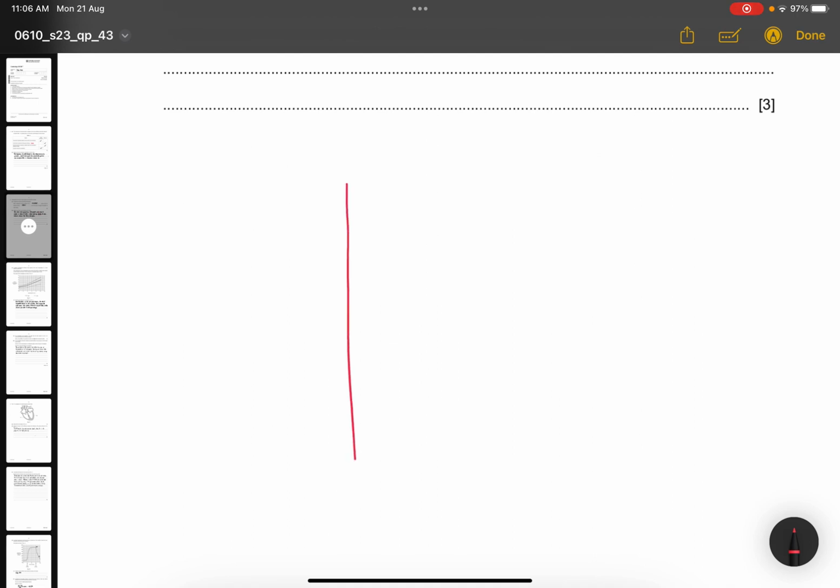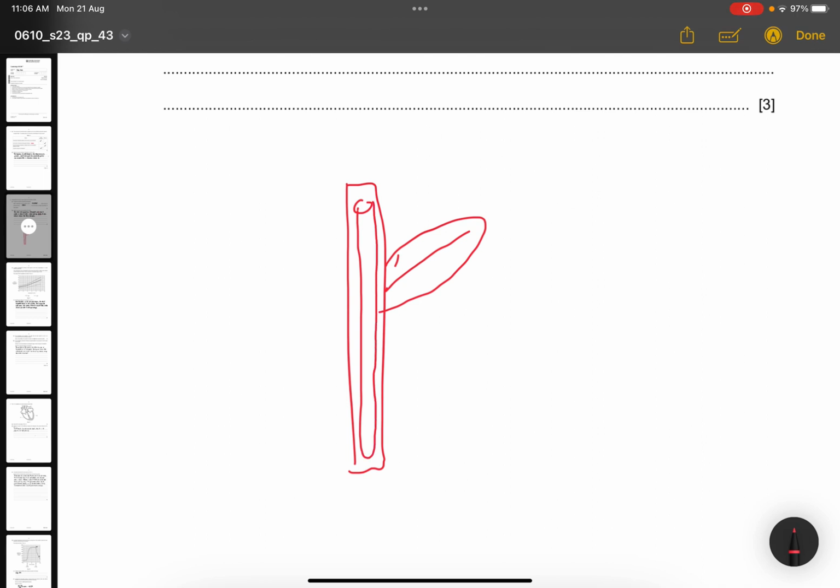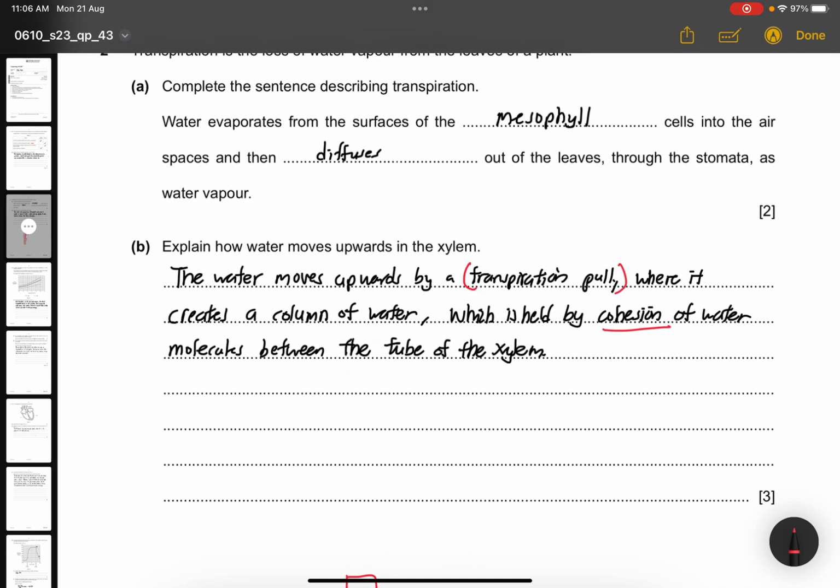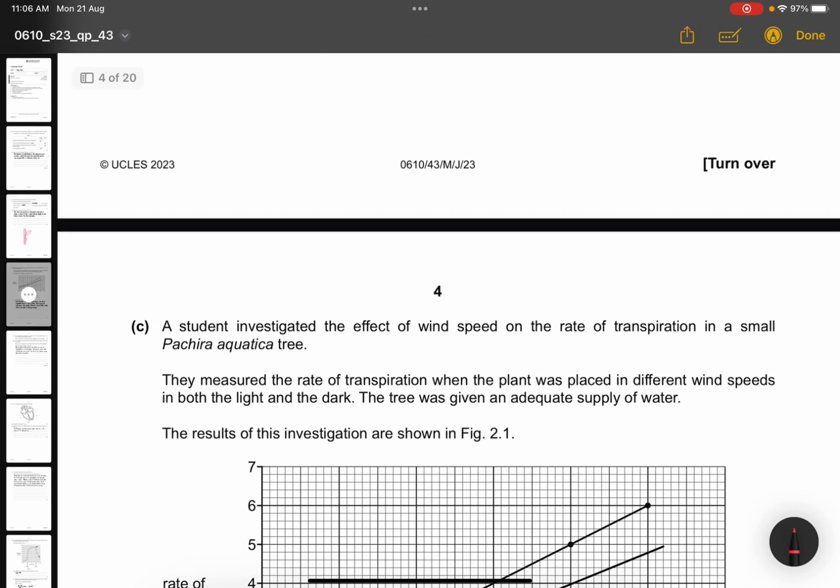It's like this. Okay, this example, and then there's a leaf, right? So imagine this is the xylem inside here. So the water molecules go up in the upward direction, and then some of them are actually sticking on the side of the xylem, which allows a continuous stream of water. Okay, all right.